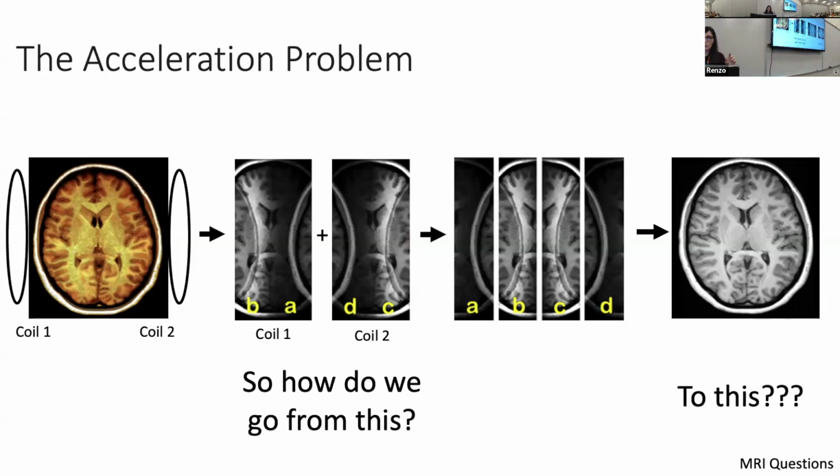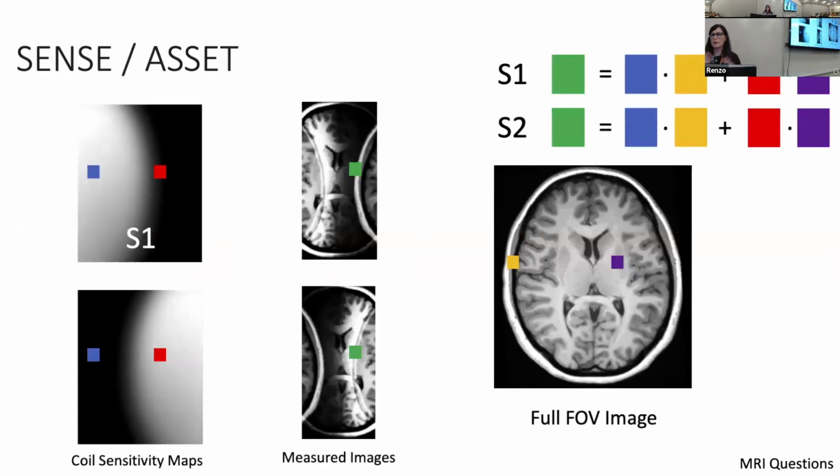There are a whole big slew of different types of algorithms that do this. I'm going to cover two or three. They're ones that have been around for a very long time. They're also the ones that you are most likely to encounter on the scanner. I actually don't know anybody who gets away with not using some form of acceleration for most of their studies. Okay, so first up, we have what's called SENSE or ASSET, depending on what type of scanner you're on.